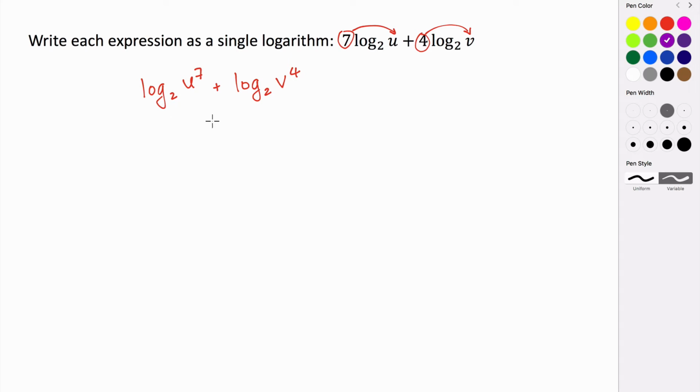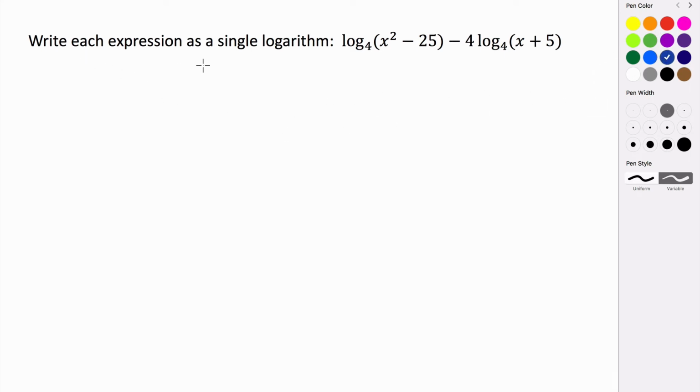And we have this other property that tells us if you have the sum of 2 logs that have the same base, we can put the 2 logs together into a single log and take the product of their arguments. That's just the product property of logs. So this becomes log base 2 of u to the 7th times v to the 4th. And that would be our new simplified version of this log as a single logarithm.